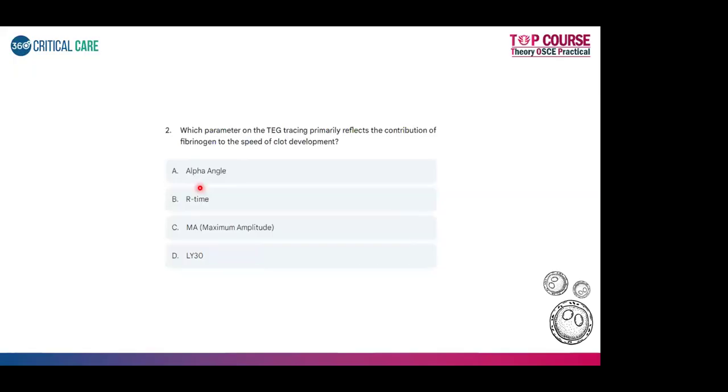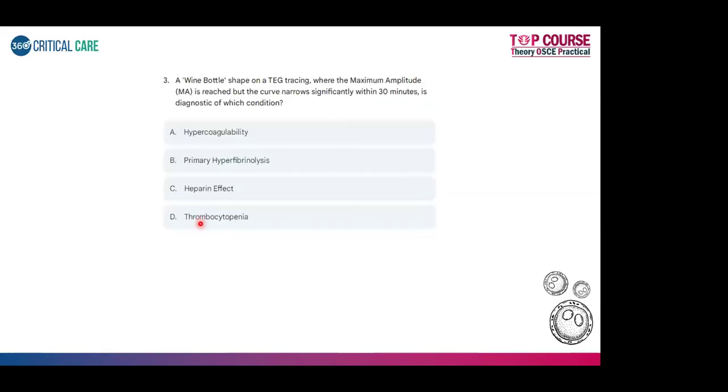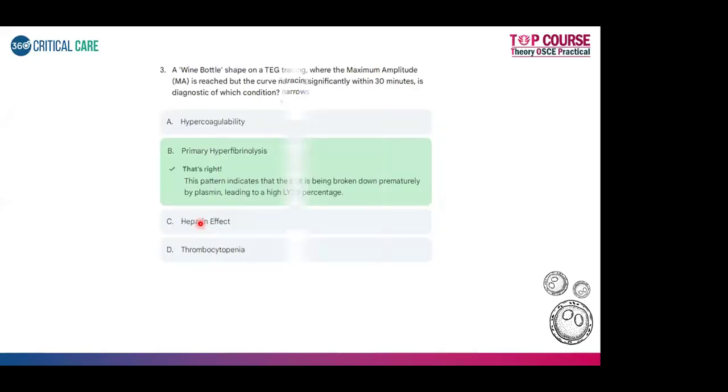What is the parameter on TEG tracing which primarily contributes to fibrinogen? The alpha angle. Good. A wine bottle shape of TEG tracing, where the maximum amplitude is reached but the curve narrows significantly within 30 minutes. If you have heard me till now, you should answer primary hyperfibrinolysis. Good. They're not going to ask you some very rare disorder; they're going to stick with very simple ones. If you answer these, I think you're pretty good with your TEG.